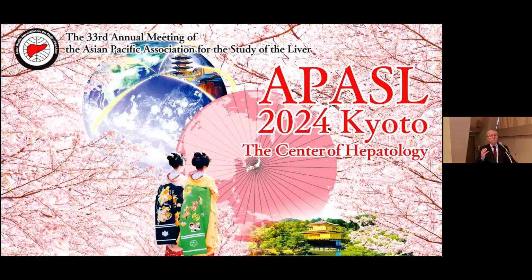But we have to follow those patients, even the patients who get SVR. We have to follow those patients because there is already continuing risk for the hepatocellular carcinoma. As usual, every 6 months by ultrasound examination and also alpha fetoprotein.